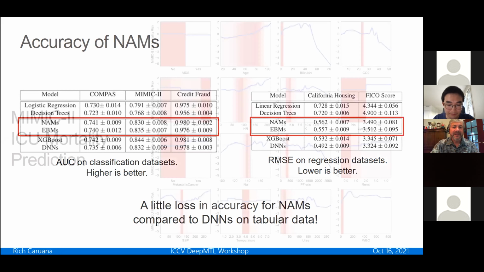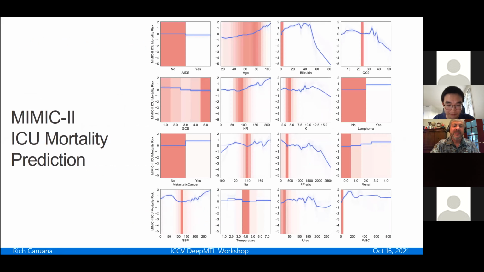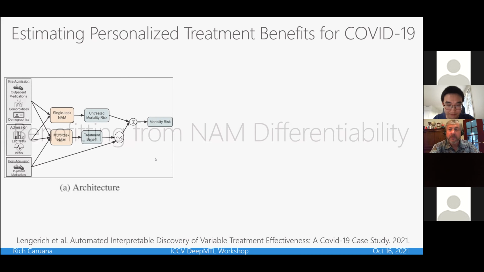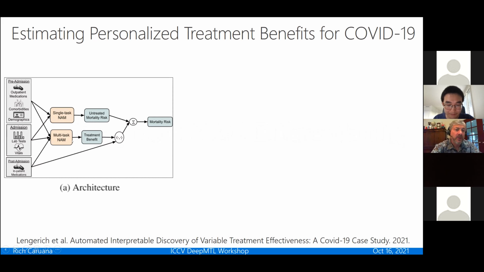Now, I'm going to skip that. Let me show you how we can benefit from differentiability. This is a complex model that we're using in healthcare. This is a single task neural additive model that can only see the medications the patient took before they came to the hospital and the lab tests early in the hospital. And it is trying to predict the risk of this patient of dying without seeing any treatments.